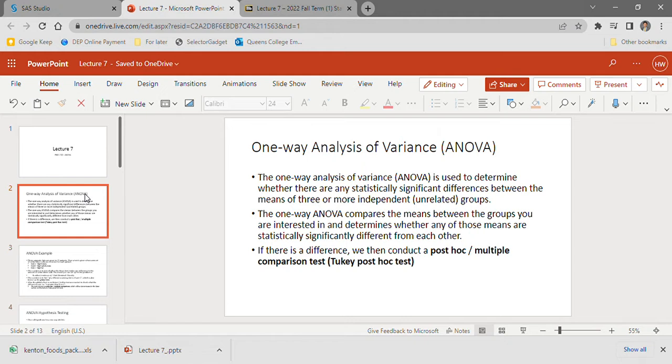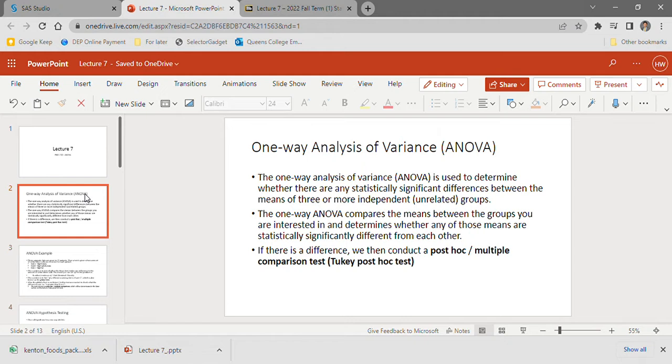So what does that mean? Let's say, hypothetically, you want to compare the means of 3 different classes. You're a PE teacher and you have your 7 to 8 a.m. class, your 8 to 9 a.m., and your 9 to 10 a.m. PE classes, and you want to see if there are any BMI differences.